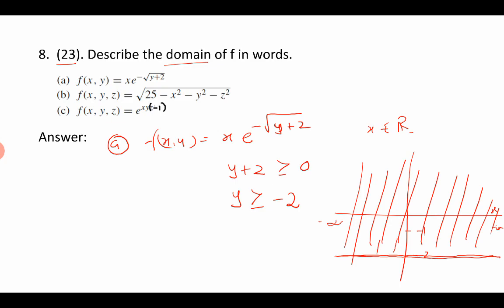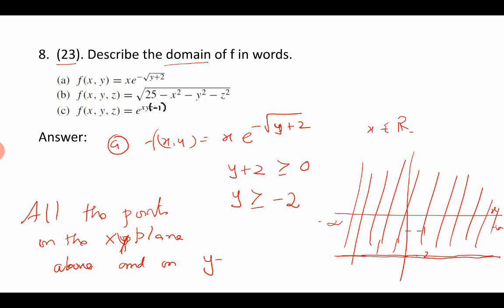So you can write all the points on the xy plane above and on y is equal to negative 2. Because equality is allowed, therefore y equal to negative 2 can be considered. This is for problem number A.